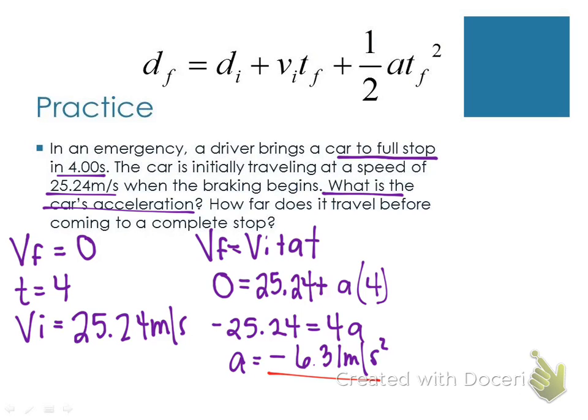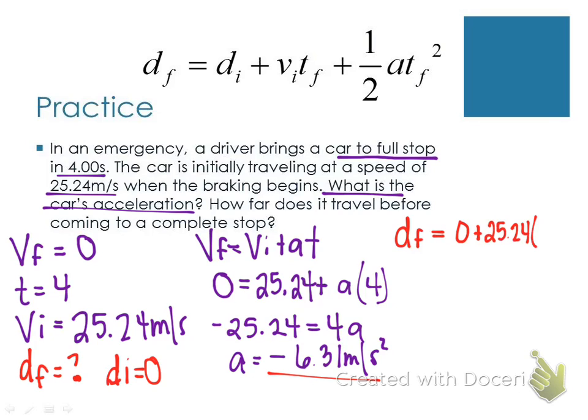We want to find how far it travels, which means we're solving for which variable? d sub f. What do we know about d sub i? It's 0. It doesn't give us a starting location, which means we're going to assume that d sub i, or our initial displacement, is 0. So d sub f equals 0 plus, this time we have an initial velocity, so we can't leave that as 0. 25.24 times time.